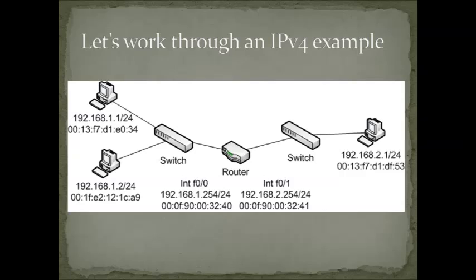Now this particular topology, what we see here is that we've got two networks: the 192.168.1.0 network and the 192.168.2.0 network. They're separated by a router, of course, in the middle there. And I've given you some addressing there. So the hosts on the 1.0 network are 1.1, 1.2, and the router is 1.254. On the other side, we've got 2.1 and 2.254 as the router interfaces.